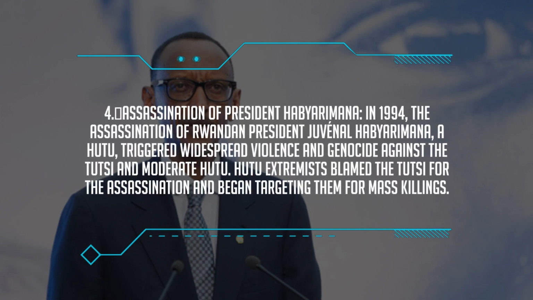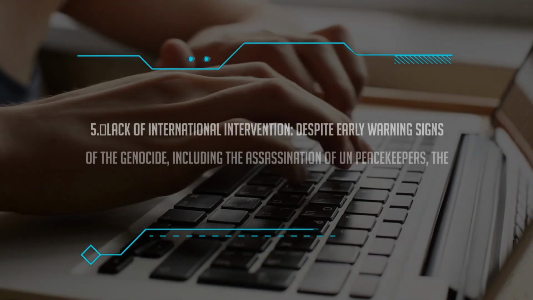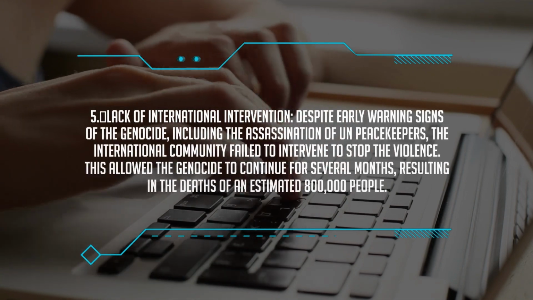In 1994, the assassination of Rwandan President Juvenal Habyarimana, a Hutu, triggered widespread violence and genocide against the Tutsi and moderate Hutu. Hutu extremists blamed the Tutsi for the assassination and began targeting them for mass killings. 5. Lack of international intervention.